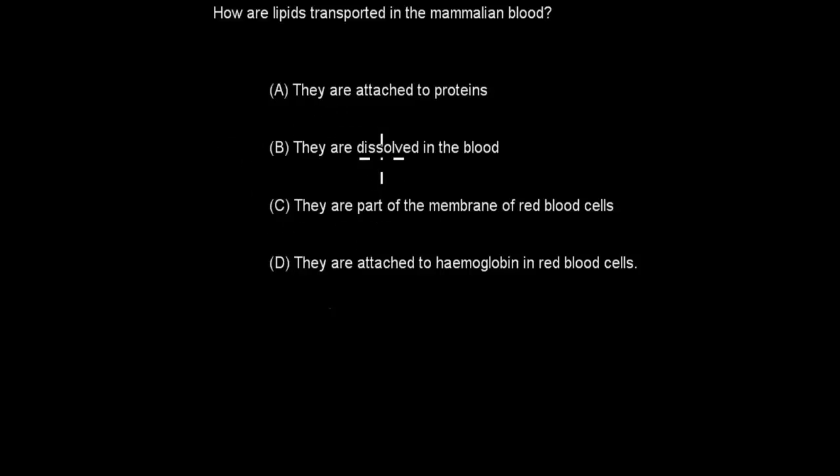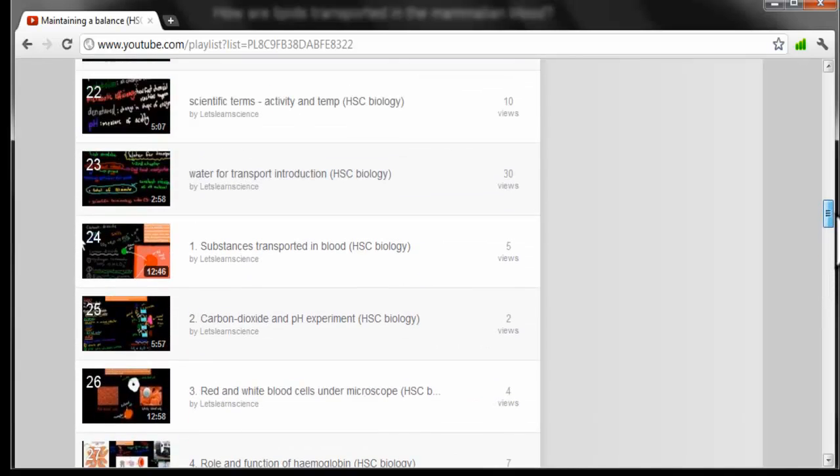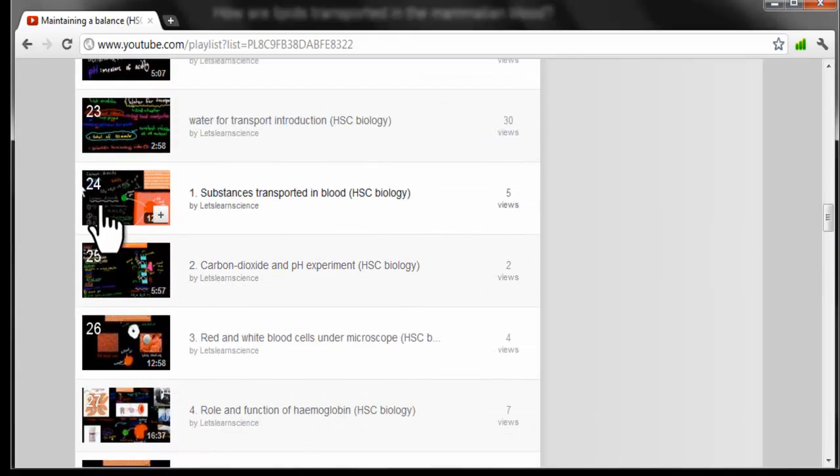Welcome back. So the actual correct answer was A. They are attached to proteins. And these were the lipoproteins, or the chylomicrons. So this one was correct, and the other ones were incorrect. Lipids don't dissolve in blood. Again, fats don't dissolve in water, so they don't dissolve. They are part of the membrane of red blood cells is also incorrect. The only thing in red blood cells is hemoglobin, not lipids. And they're attached to hemoglobin in red blood cells is also incorrect. That's oxygen, not lipids. Where does this question come from? This question comes from just one video, substances transported in blood. That is number 1 of that playlist, or that chapter.